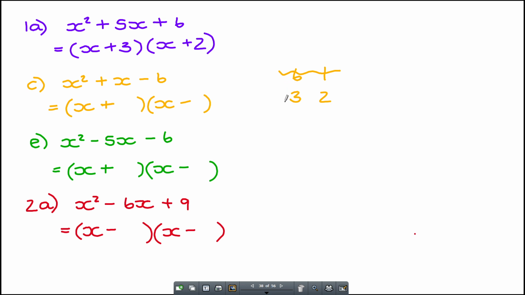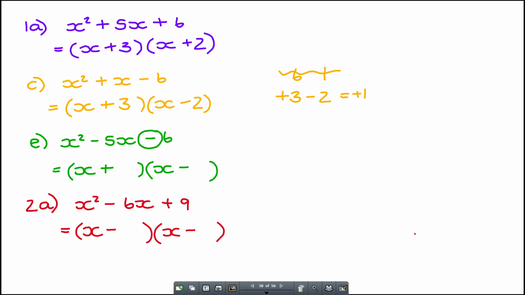I'm going to say plus 3 minus 2. That will give me a positive 1. So plus 3 minus 2. Do you guys all understand this? Okay. Then x squared minus 5x minus 6.